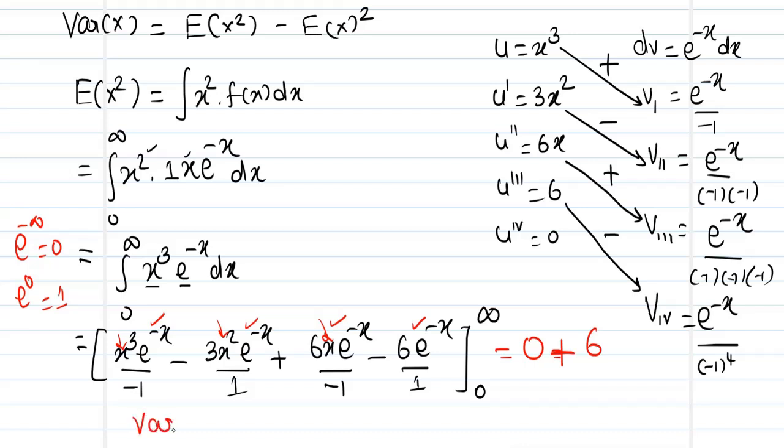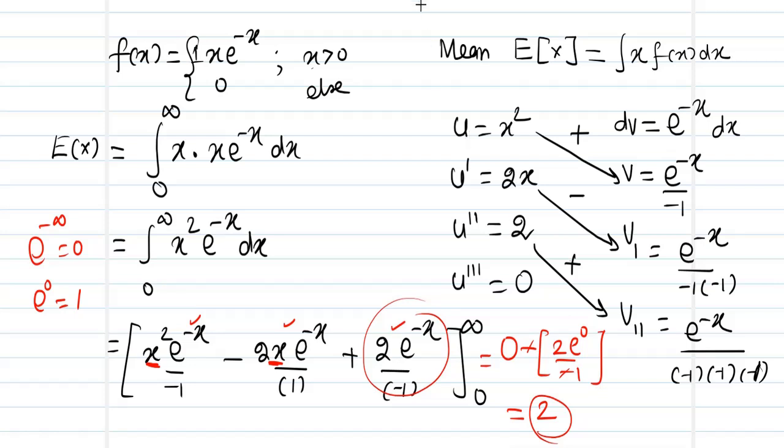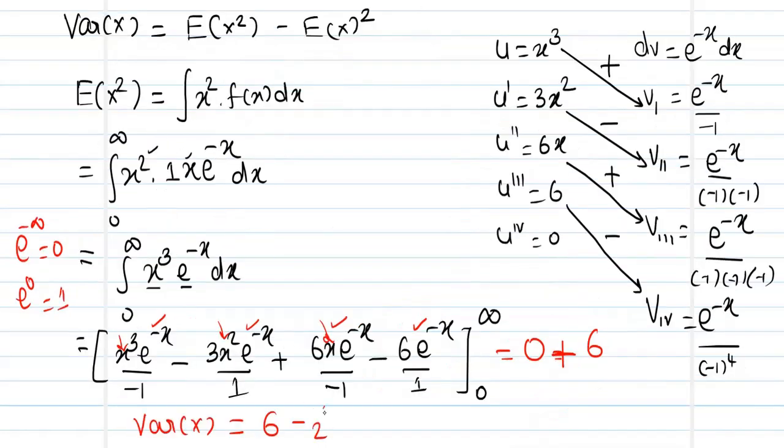And last stage, what is our variance of X? Variance of X is E of X square minus square of E of X. E of X square is 6. What was E of X? That is equal to 2. So now you have it as 2 square. So it is 6 minus 4. So what is the final answer? It is going to be equal to 2.